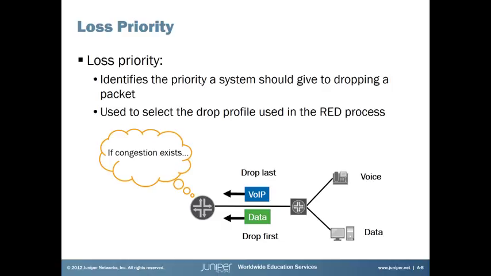So RED, random early detection, is an algorithm that looks at that. And it's quite a configurable algorithm as to how you have it work. But one of the inputs into it is this loss priority. Okay, so what it means is you can mark up a packet saying you've got a bigger loss priority than another packet. So we can say, well, the data packets have got a greater loss priority than the VoIP packets. So if we're starting to hit congestion, we'll drop our data packets first, and then we'll let our VoIP packets go through.